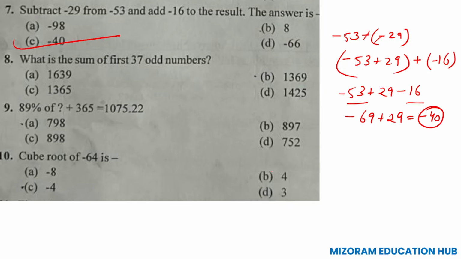What is the sum of the first 37 odd natural numbers? The sum of the first n odd numbers is n square. 37 square is how much? 1369. Now question number 9.